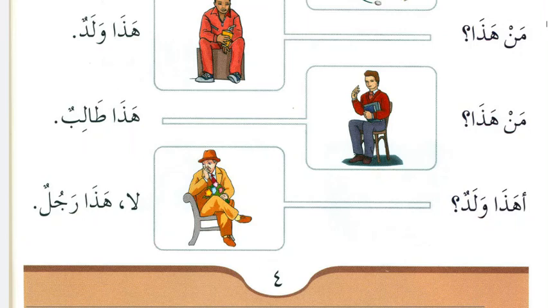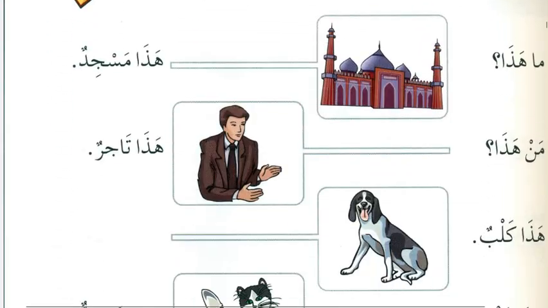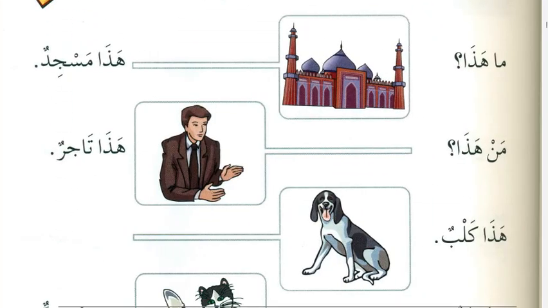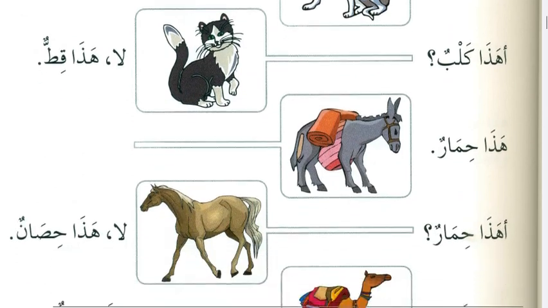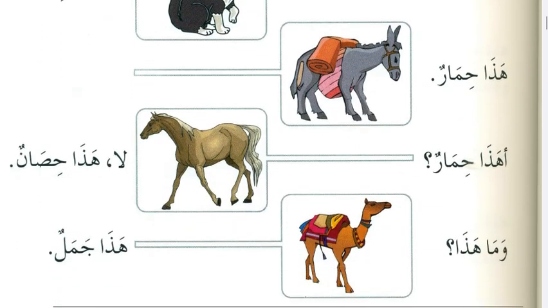Ahaza walad, is this a boy? La. Haza rajul, no, this is a man. Ma haza, what is this? Haza masjid, this is a masjid. Man haza, who is this? Haza tajir, this is a merchant. Haza kalb, this is a dog. La. Ahaza kalb, is this a dog? La. Haza kit, no, this is a cat.